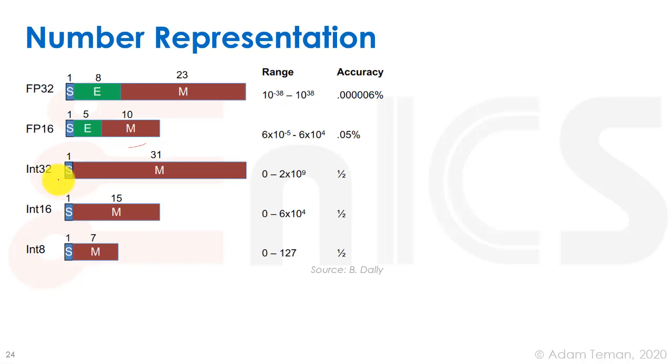If we go over to an integer 32 representation, we have a sign bit, and all the rest are the integer bits, so that gives us 0 to 10 to the power of 9, and the accuracy is a half. When we go down to int 16, we have 15 bits for the integer part, and in int 8, we have 7 bits for the integer part. Of course, with fixed point, we decide where we want the point in the middle here.